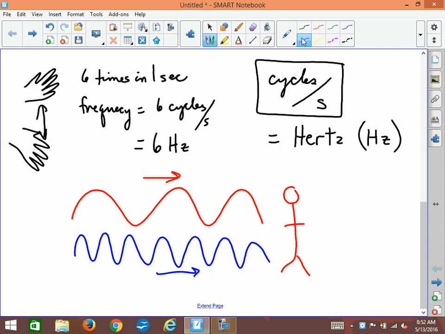Picture a wave in the ocean. How many times would you bob upwards, right, in a second? But with the blue one, the waves are coming more quickly, the crests, so you would feel crest, crest, crest, crest, crest, which is a faster frequency. So you can kind of visualize it that way as well. So that's what we mean by the frequency of a wave. Okay? The rate at which an entire wave passes by. That's another way to think.